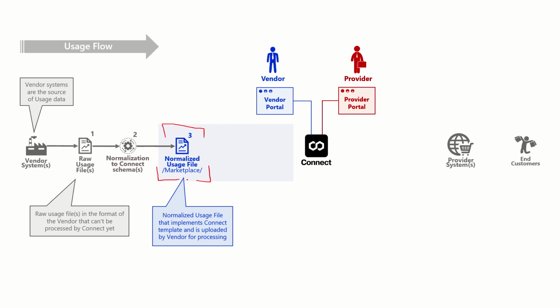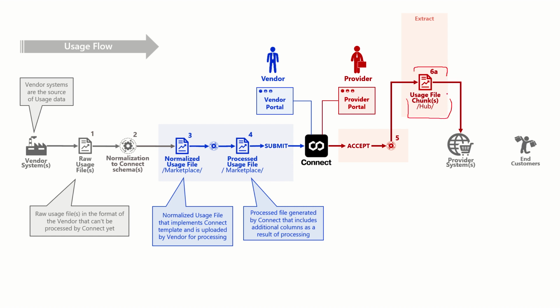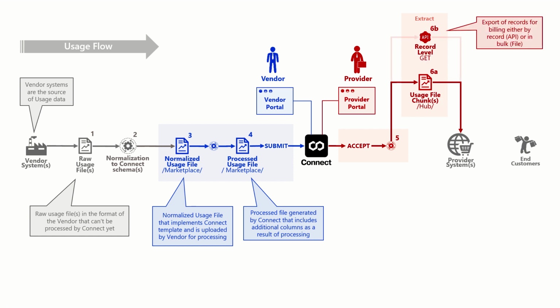It is returned in the scope of a given marketplace. Once this file is uploaded to Connect, or this data is returned through API, Connect will process this data, and if all validations have passed, then Connect will generate the actual processed usage file. And this usage file could then be submitted by the vendor to the service provider for review and acceptance. When the service provider receives this file, they can review it, reject it, or accept it, and once accepted, those files will be split per hub, because the provider might have multiple systems, and either exported to each hub in bulk uploads through usage file chunks, or by API level integration on record level through API requests.